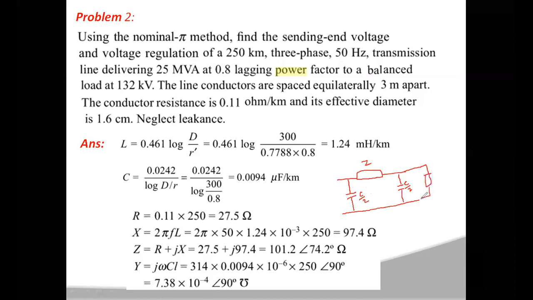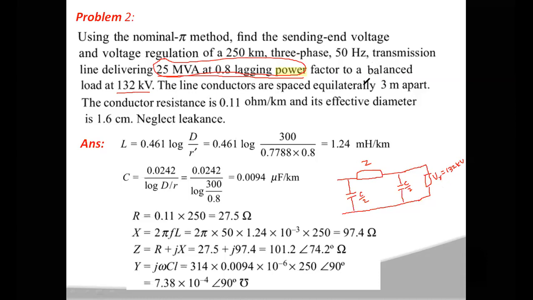This load rating is given as 25 MVA at 0.8 power factor lag. So the load is given in terms of MVA, and the voltage is also given as 132 kilovolts. That means the voltage at the load, VR, the receiving end voltage, is given as 132 kV, and the load is 25 MVA at 0.8 lagging power factor.